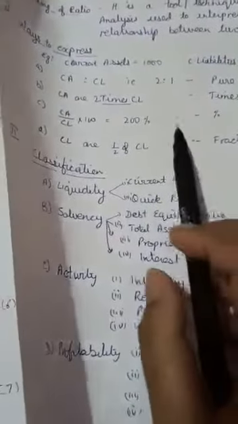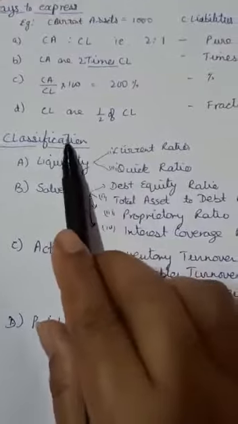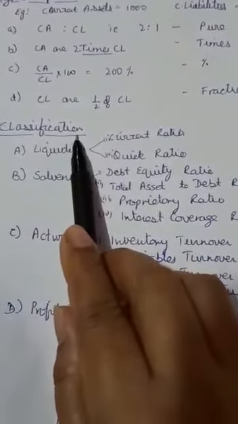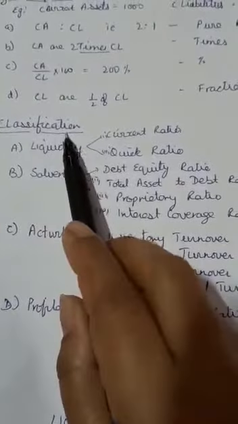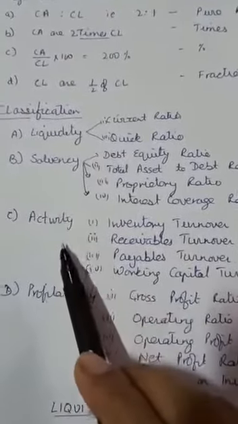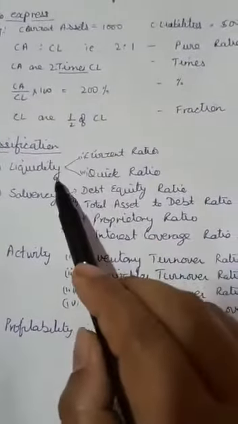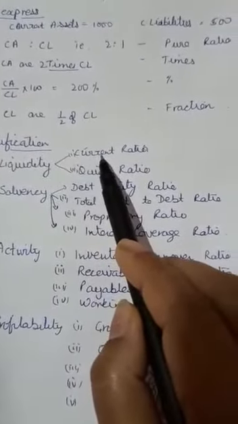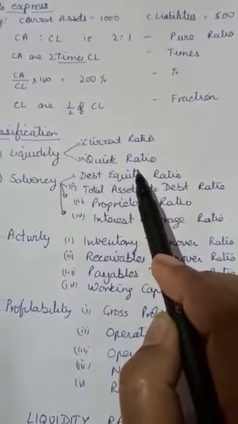Next, we can classify. This is the way to express. Then we begin with the classification of the ratios, the accounting ratios. The ratios can be classified in these four categories: liquidity ratios, solvency ratios, activity ratios, and profitability ratios. There are two types of liquidity ratios called current ratio and quick ratio. We'll discuss each in detail.